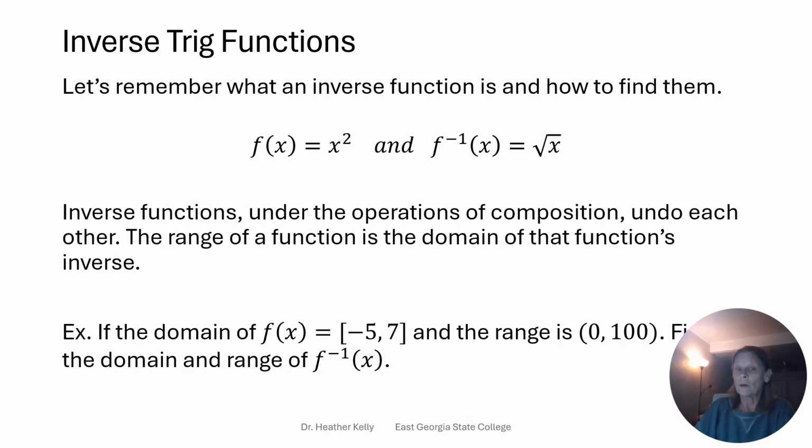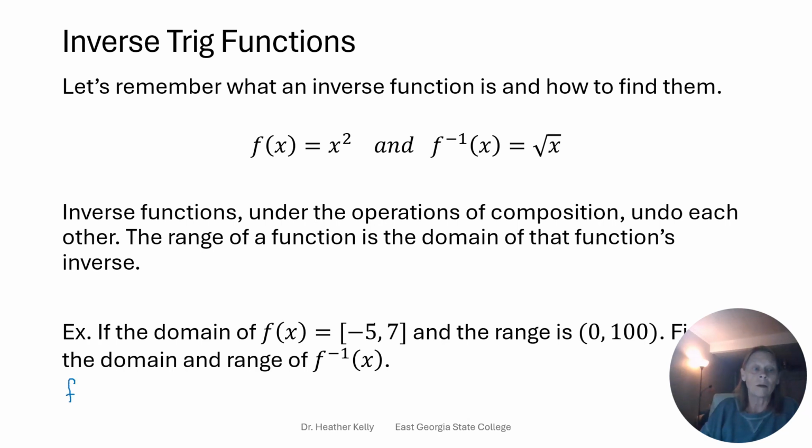The range of the function is the domain of that function's inverse, and vice versa. So the domain of a function is the range of that function's inverse. So let's check out this quick little example here. If the domain of f of x is between -5 and 7, endpoints included, and the range is between 0 and 100, find the domain and range of f inverse.